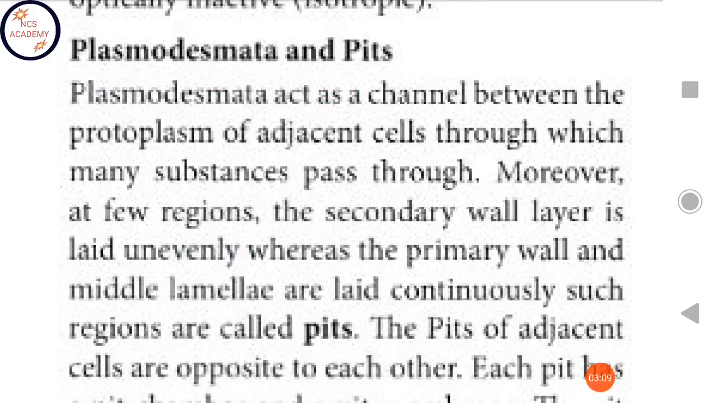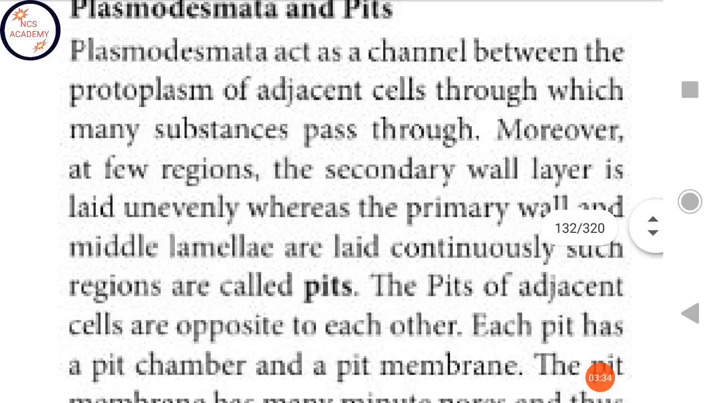What is known as plasmodesmata and write their functions. Plasmodesmata act as a channel between the protoplasm of the adjacent cells through which many substances pass. Cells transport between each other with the help of plasmodesmata only. It transports materials from one cell to another, the adjacent cells.